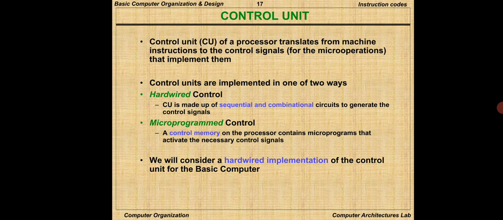In the microprogram control unit, the control unit will have a control memory on the processor which contains these microprograms that activate the necessary control signals. First we will discuss the hardwired control unit, and later on we will come across the microprogrammed control unit.